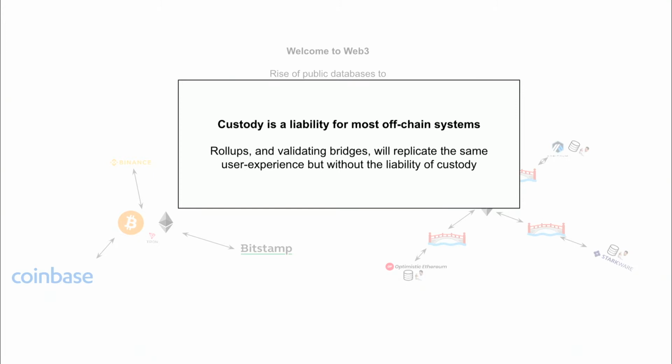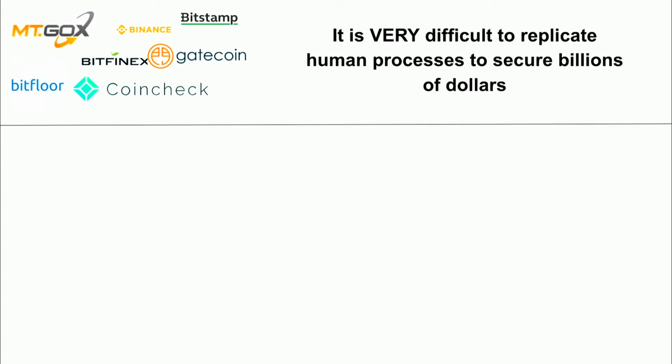So my final slide, as we saw over the past 10 years, it's difficult to build a centralized service to hold cryptocurrencies. Coinbase has $100 billion worth of crypto today under custody. It's very difficult to compete with Coinbase because I have to take a set of human processes and try to protect $100 billion. And I definitely do not want that liability in my life. They keep getting hacked.